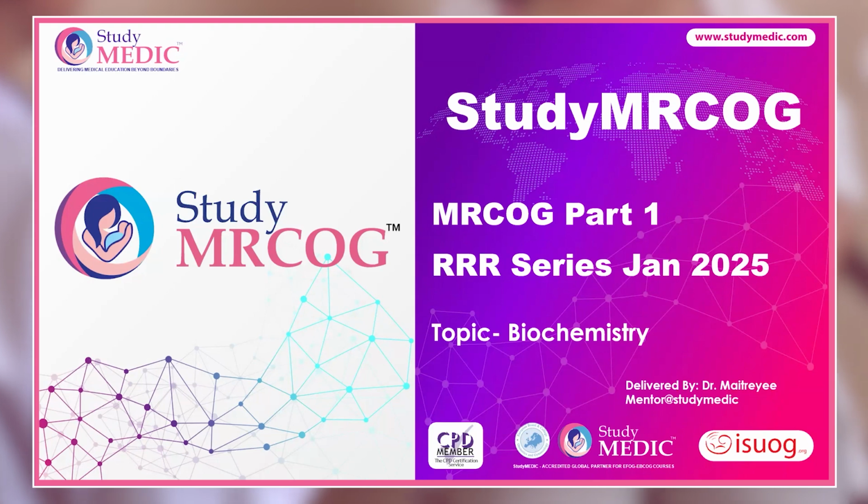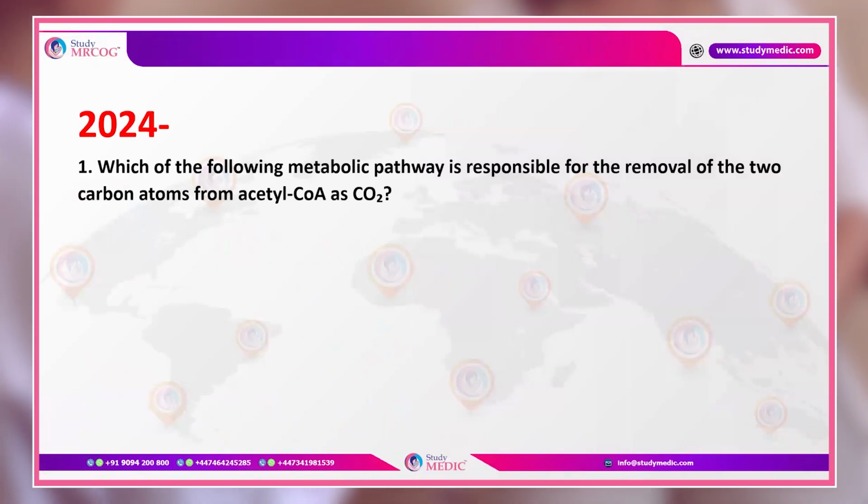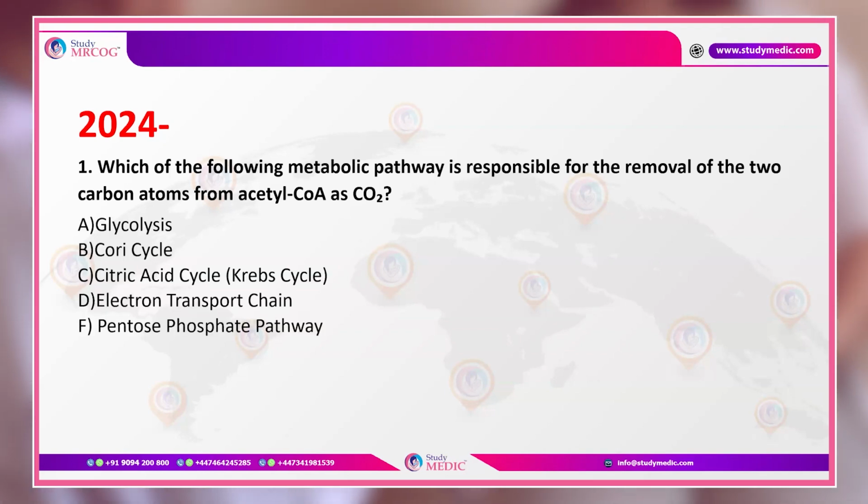And in this series, we will be discussing some important recently appeared questions of the topic on biochemistry. So let's see in 2024, what are the questions we had? So this is the first question. Which of the following metabolic pathways is responsible for the removal of two carbon atoms from acetyl-CoA as carbon dioxide? So here are the options.